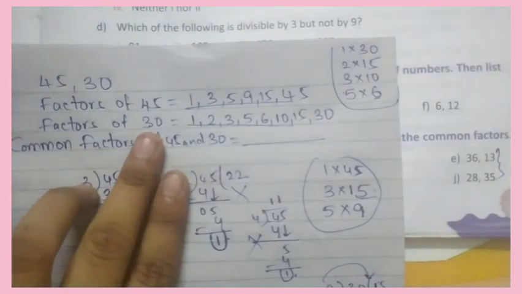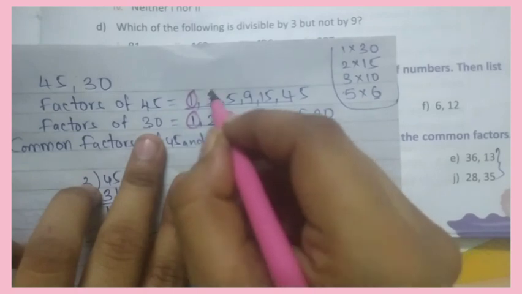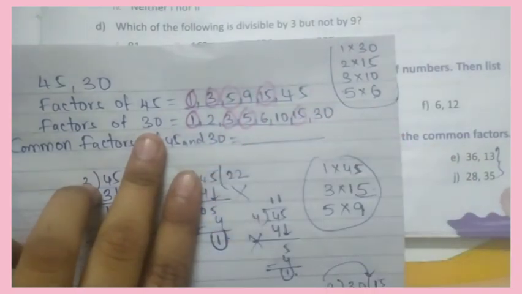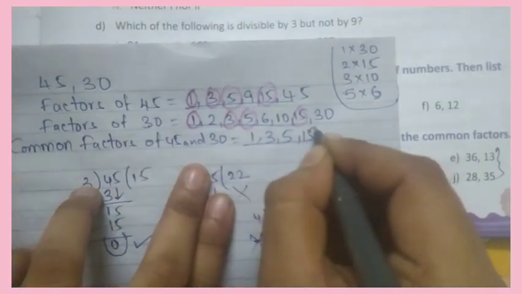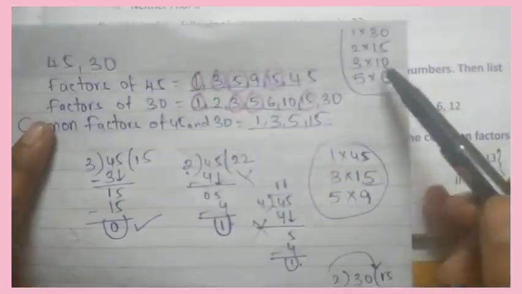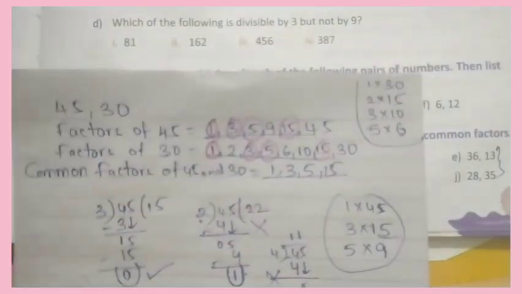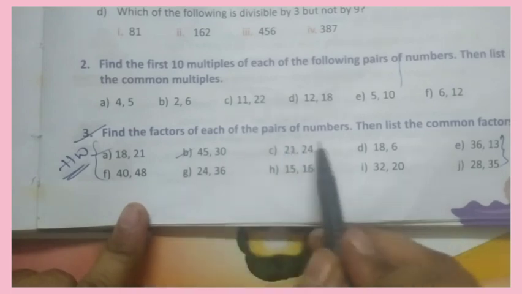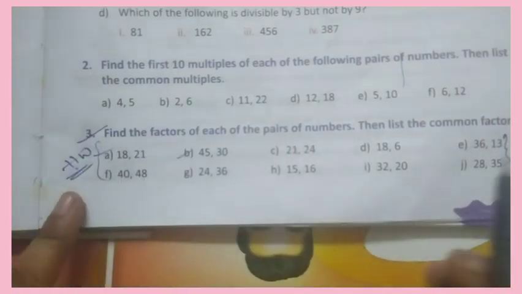Okay, now we'll round up the common factors: 1, 3, 5, 15 are the common factors of 45 and 30. Do these divisions outside of the line. Do these all as homework: C, D, E, F, G, H, I, J. This is homework for you.